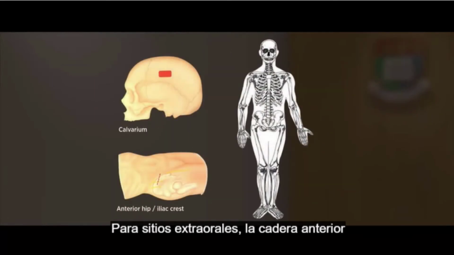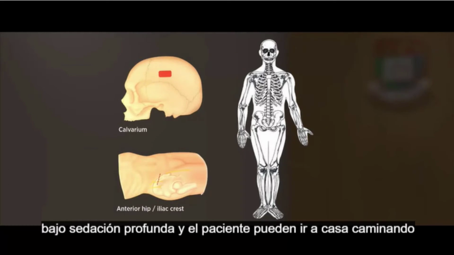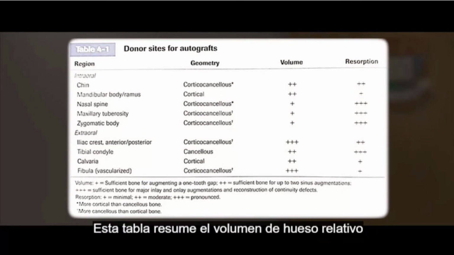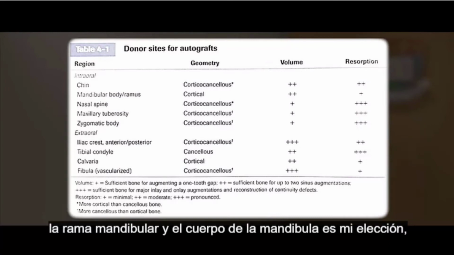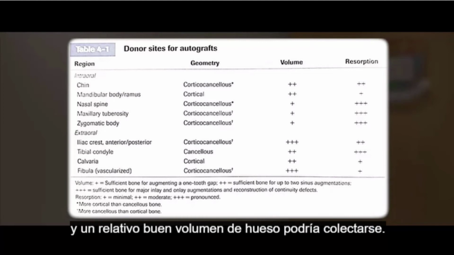For extraoral sites, the anterior hip is the most commonly used harvest site. It is relatively easy and low morbidity. It could be as easy as a 30 minute procedure under deep sedation, and the patient can walk home on the same day after the surgery. This table summarizes the relative volume of bone you could get from different sites and the rate of resorption after healing. This explains why the choice of mandibular ramus and body of the mandible is my choice, since it has low resorption potential and relatively good volume of bone could be harvested.